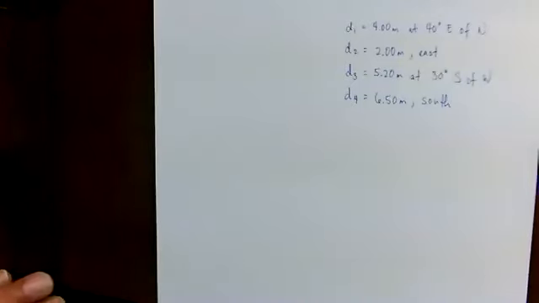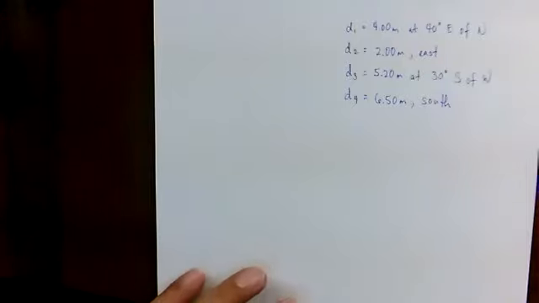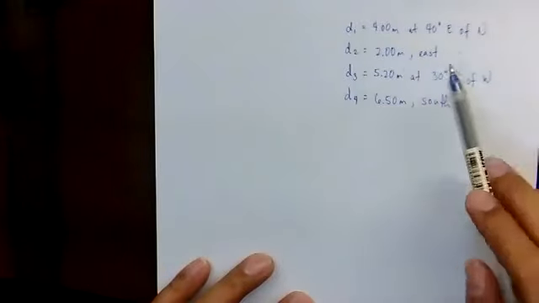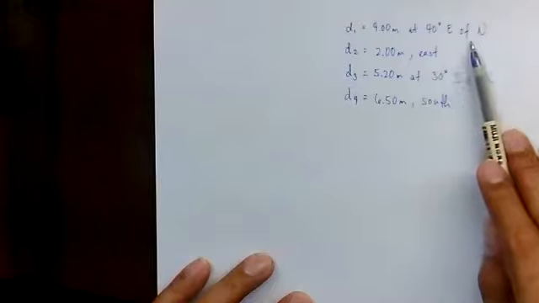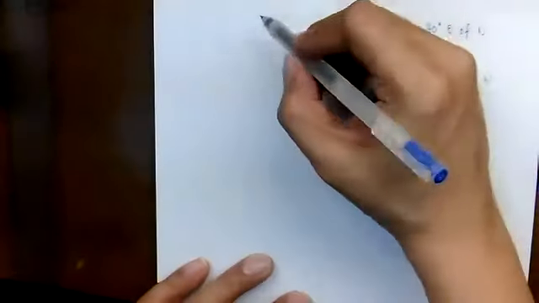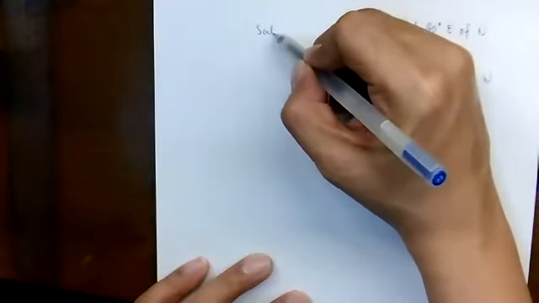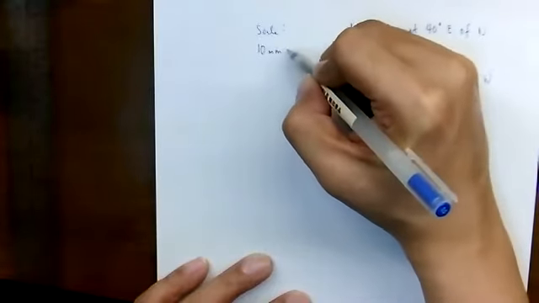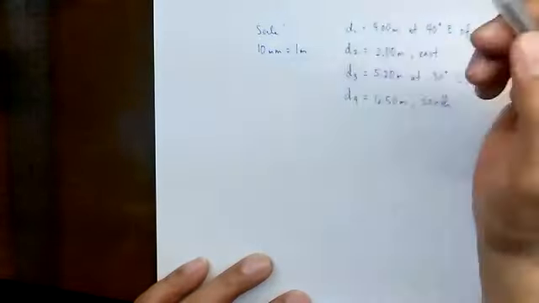Okay, good day. We are going to have another problem on graphical method. In this, we have four vectors. The first vector does not lie on the x-axis or the y-axis, so we have to use an imaginary Cartesian plane for that. But before we do the drawing, we have to choose an appropriate scale. For this, let's have 10 millimeters equals 1 meter.